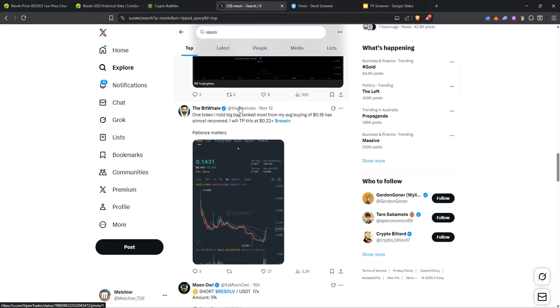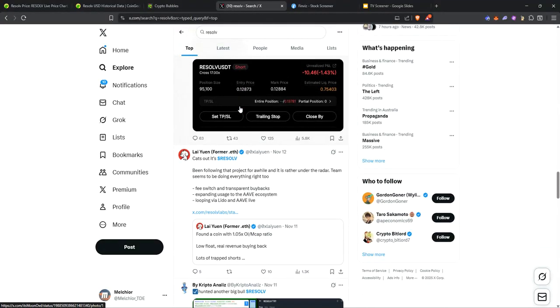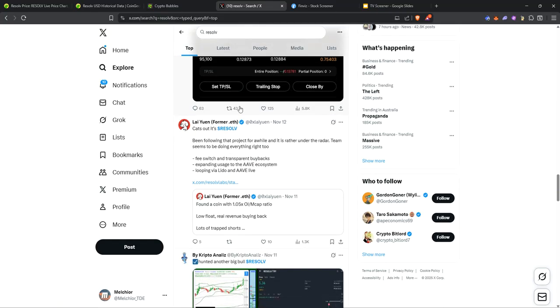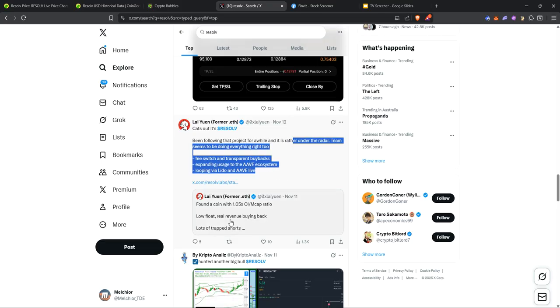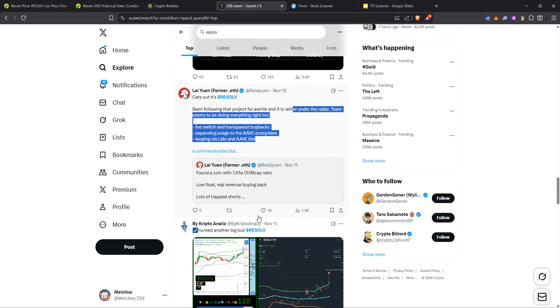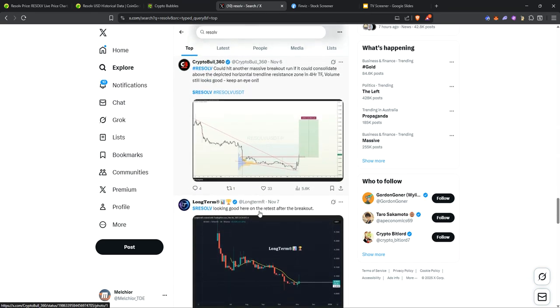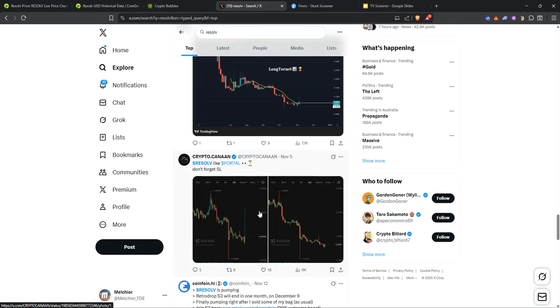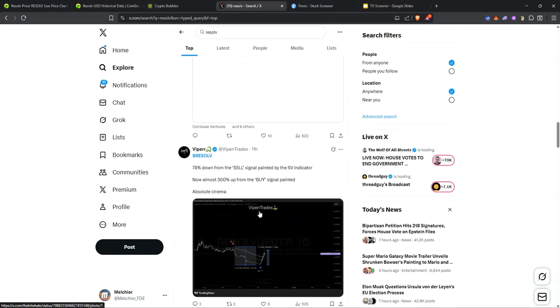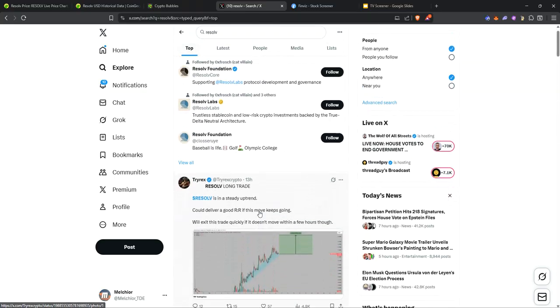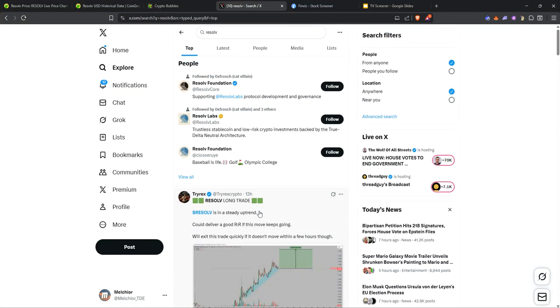Usually if you see a lot of TA, it just means that there are no fundamentals, I assume. One post says: caught out with Resolve, been following the project for a while and it's rather under the radar. Team seems to be doing everything right too. Fee switch, transparent buybacks. Okay, so then maybe there is a bit of fundamentals there. Found a coin with a 0.5 ratio. I would say there's a bit of fundamentals, but for the most part, it's just driven up by hype.